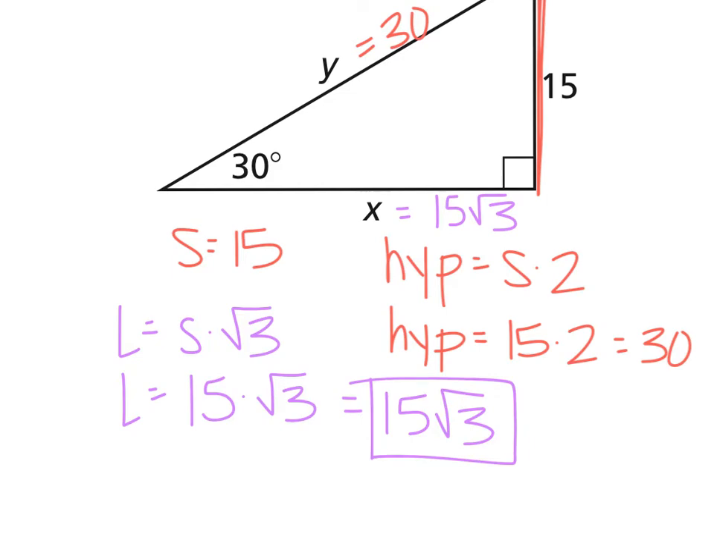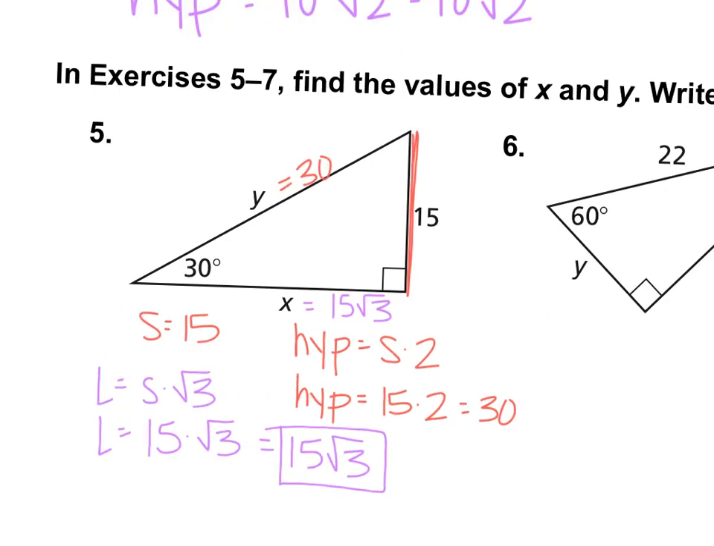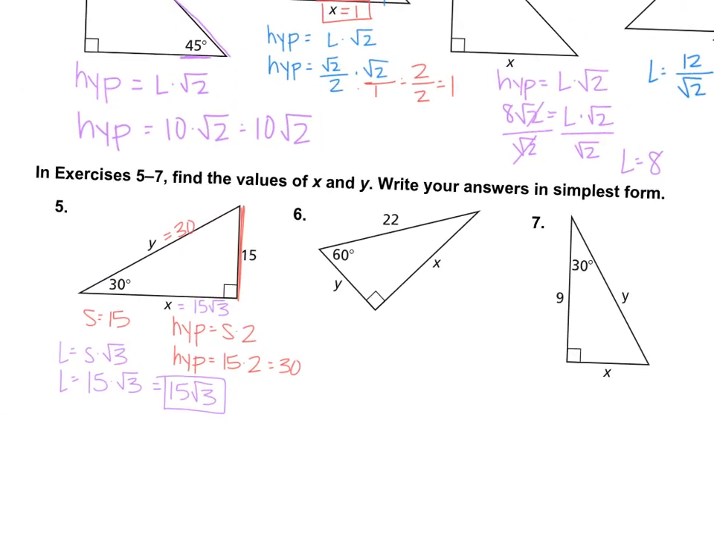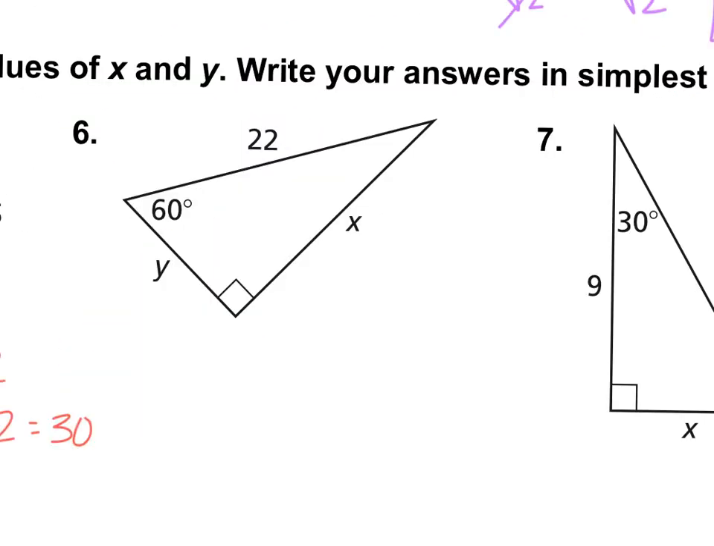Okay? All right, go ahead and try 6 and 7. All right, guys, number 6. So what does it give us? What length does it give us? The hypotenuse, right? Okay, so we don't have to find the hypotenuse, so we're going to need to find the short side and the long side.